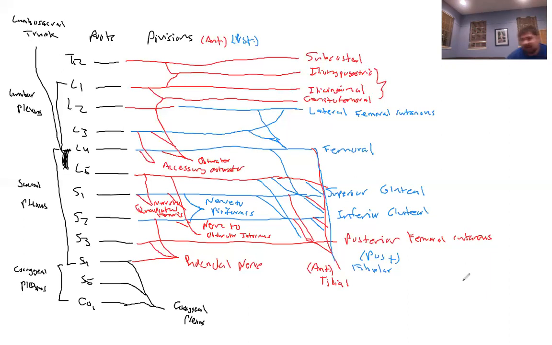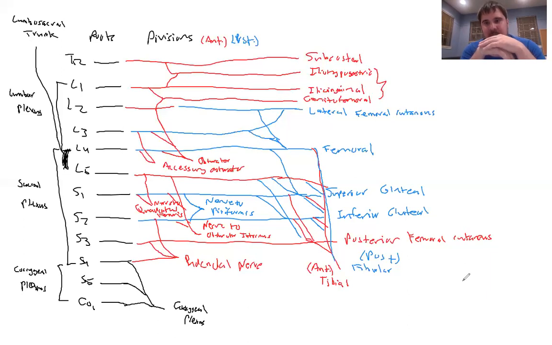Okay, we got those six. And then, since it's on the posterior, it's going to innervate posterior muscles, so that's going to be flexor hallucis longus and your flexor digitorum longus. It's also going to innervate your tibialis posterior and your long head of the biceps femoris. So those are the muscles that are innervated by the tibial nerve.